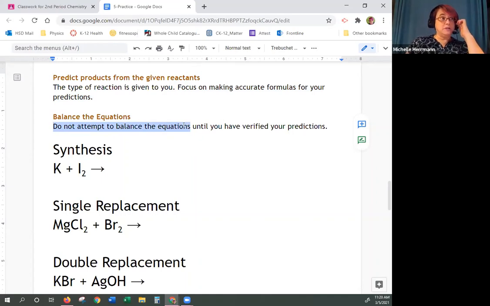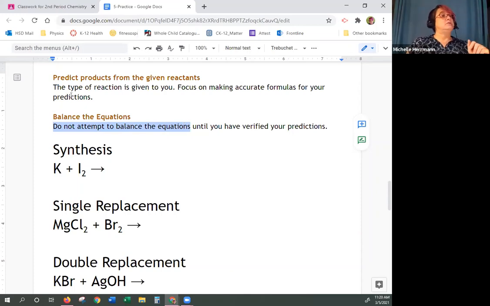If you have predictions that don't have exactly the right formulas, for instance, magnesium chloride: magnesium has a 2+, so if I do magnesium chloride, that means I need 2 chlorines because each of them only has 1 minus. If you have an improper formula, then balancing it can become much more difficult.